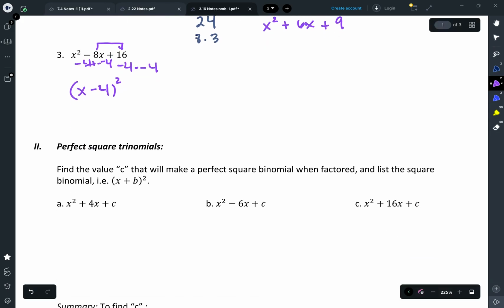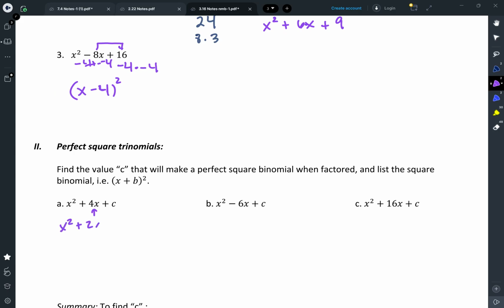So perfect square trinomials: find the value of c that will make it a perfect square binomial when factored. On my first one, if I think about how this is doubled, it's like an x squared plus 2x plus 2x plus something. I know it would factor as the quantity x plus 2 squared. And so my last term would be a 4. So I'm hoping this makes some sense to you.